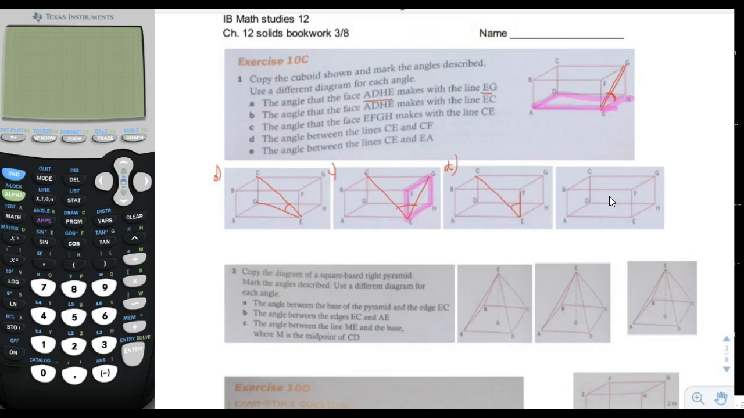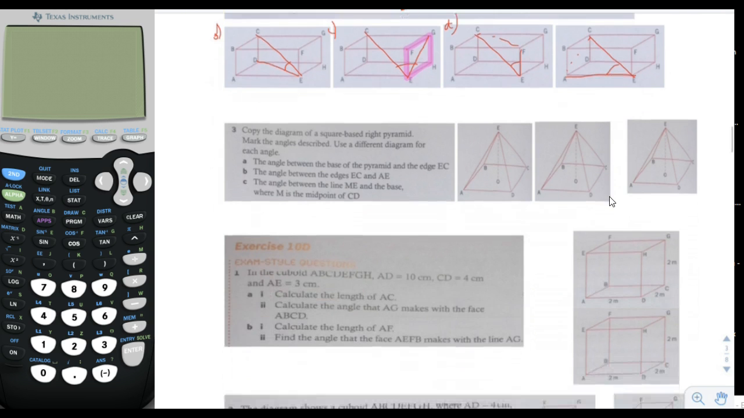The angle between the lines CE and EA. CE and EA. Okay, it's kind of slanted, right? Okay. You can draw like the third side if that helps.